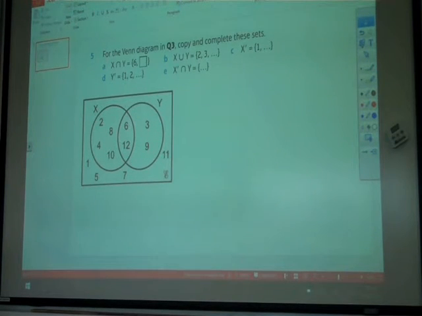Okay, so for the Venn diagram that's in question 3, but I've copied it there for you. X intersect Y. Which numbers are they? So for part A, X intersect Y, 6 and 12. Can you all see that? So 6 and 12, the numbers that are in the intersection, are 6 and 12.